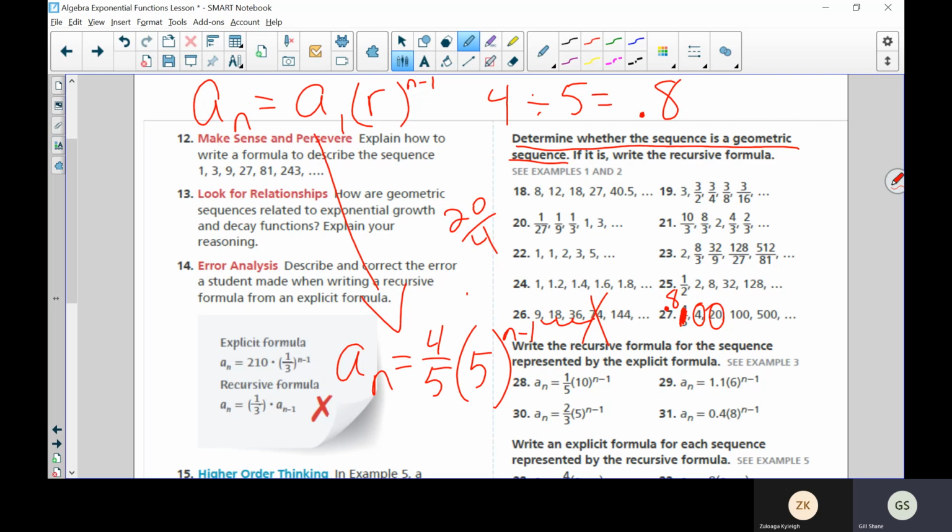So that would be the final formula right there. a to the n would equal 4/5 times the pattern, and then that would be raised to the n minus 1. Now, if I gave you a specific number to find, like, let's say, none of those are great.